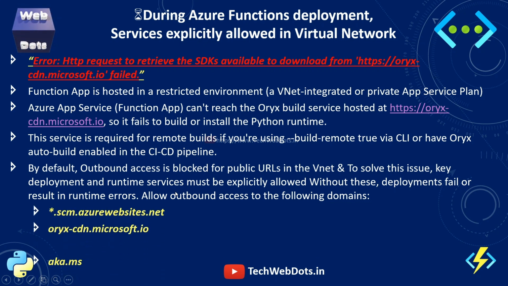Now you must be thinking, what are those? I'm displaying them here, and without these, deployment will fail or result in runtime errors. So we have to allow these services to be accessible from your Azure Functions. Only then will your build be successful. And these are scm.azurewebsites.net, source control management, oryx-cdn.microsoft.io, and github.com. Why GitHub? I'm considering the scenario if you are using GitHub Actions.